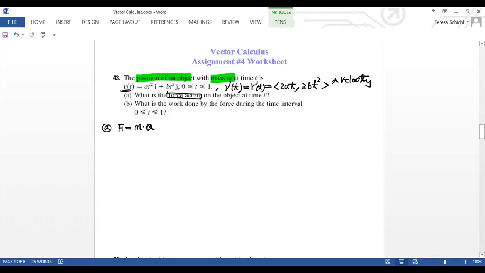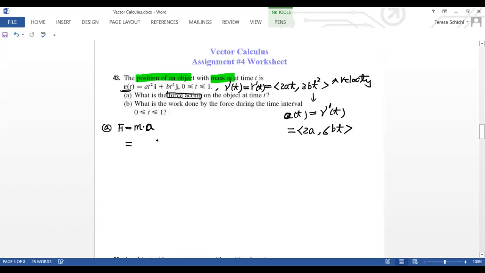Now I need a, right? The a is the acceleration. So how do I get the a here? We know that if you take the derivative of the velocity function, it will give you the acceleration. So what is the acceleration here? It will just be 2a, and then you take the derivative again, so this is 6bt, right? This is my acceleration function.